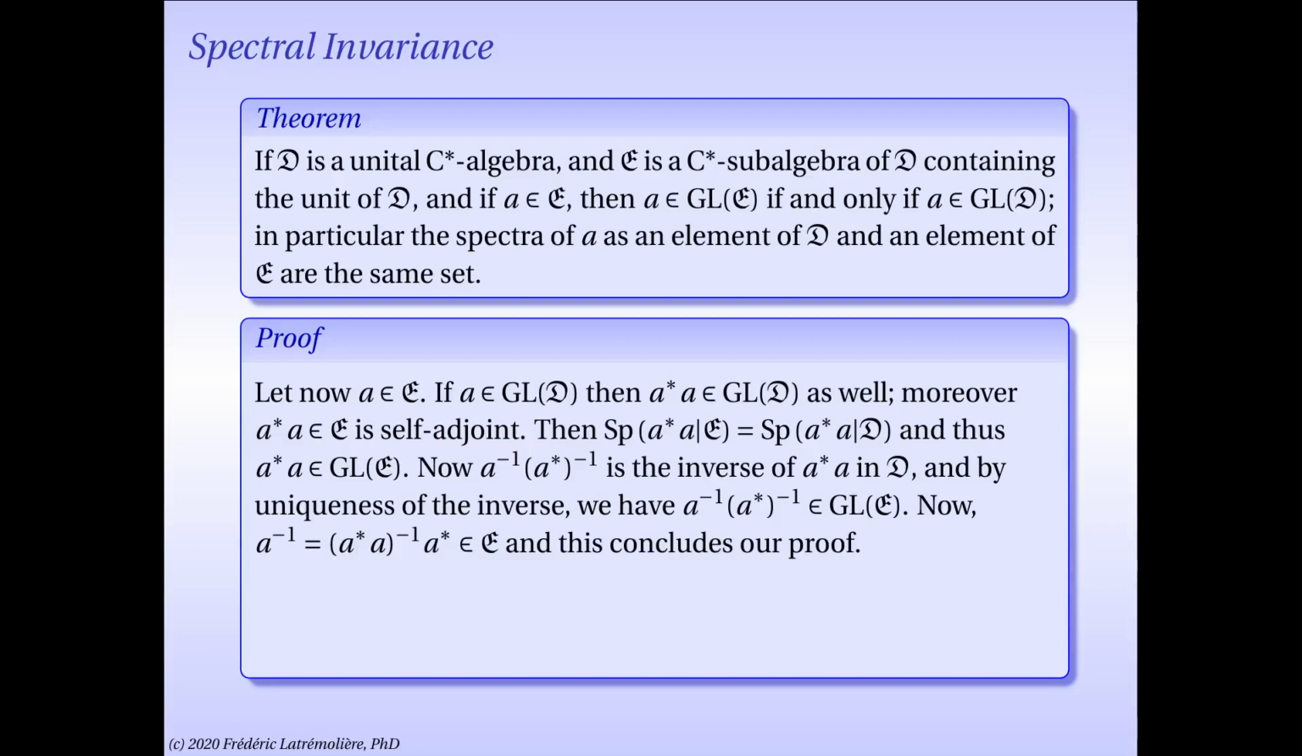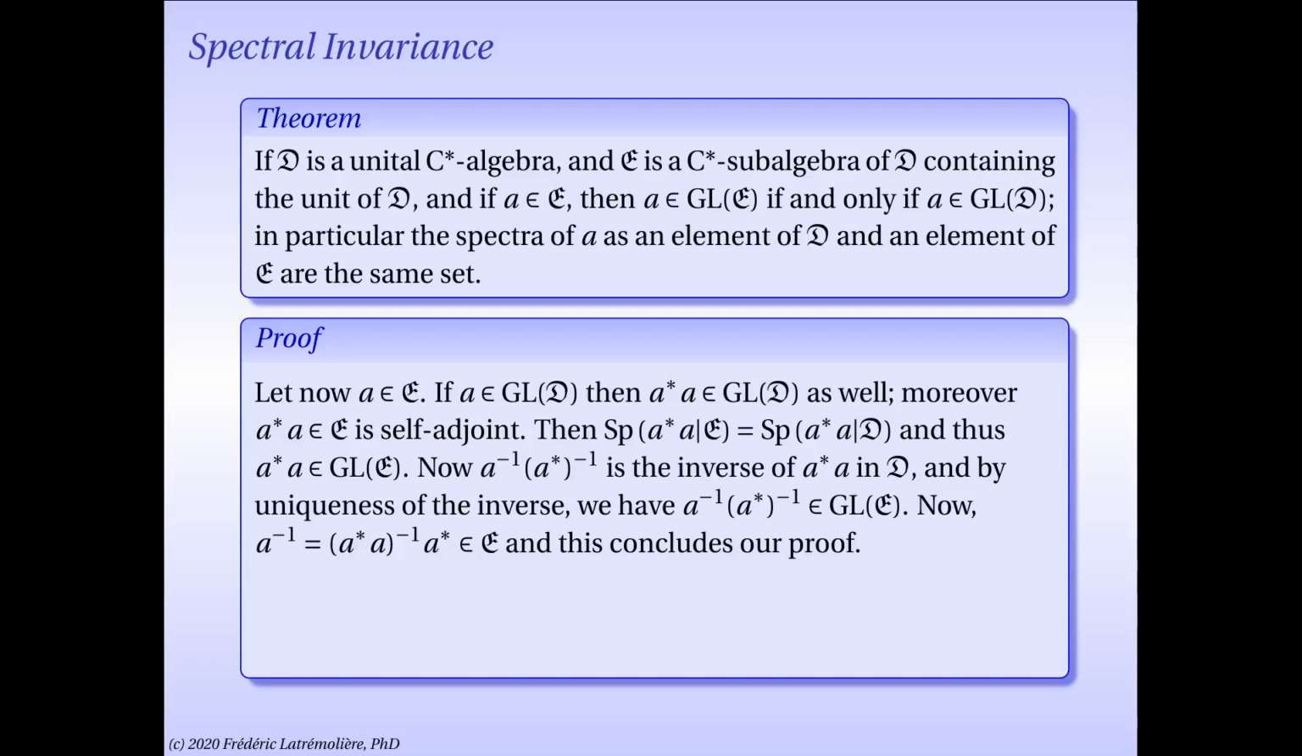So you have the product of two elements of E, that's an element of E. So A inverse is in E. And that's it, we're done. We've shown that if you have an element in E and it's invertible in D, then it must be invertible in E. But of course, if it's invertible in E, it's automatically invertible in D, that's obvious. And the preservation, or invariance, of spectra then follows from this very easily.